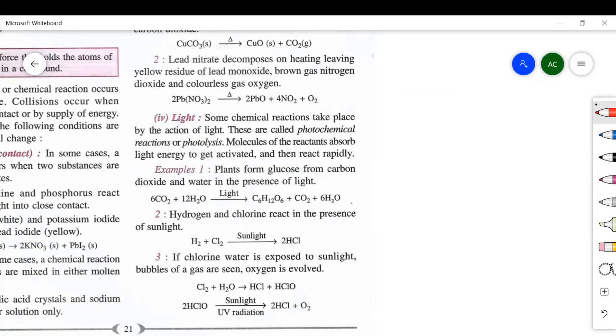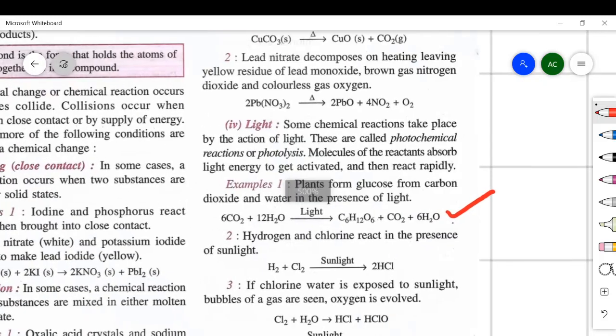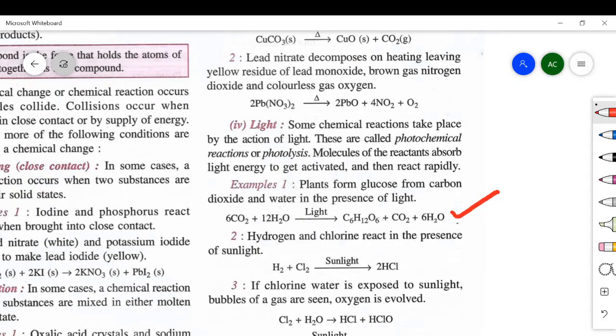So photolysis I've already told you. And why does it happen? Let's see the example. What is the reaction? Plants need sunlight. In the presence of sunlight, with the help of carbon dioxide and water, they make glucose and oxygen. Okay, so this is the photosynthesis reaction, which happens in the presence of light.